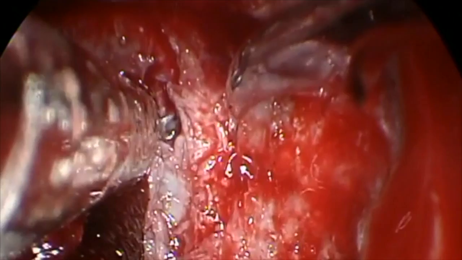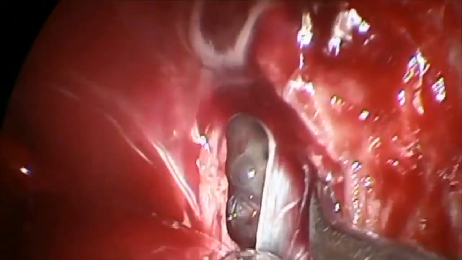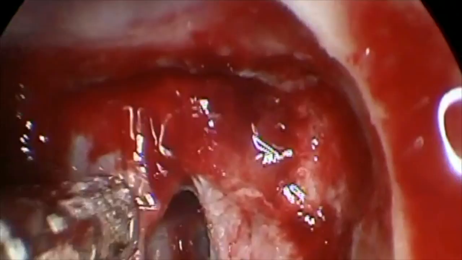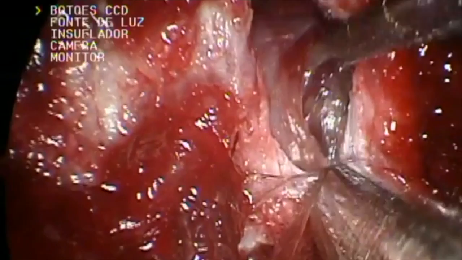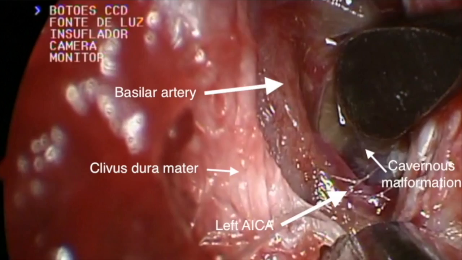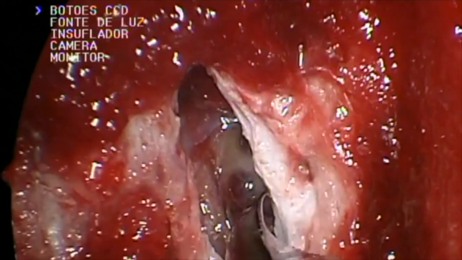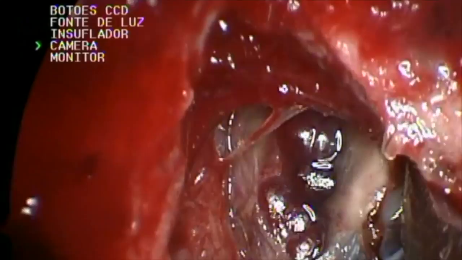A vertical incision was made, and we visualized the exophytic portion of the cavernous malformation in contact with the basilar artery. The cavernous malformation was carefully dissected from the basilar artery and its branches. The incision of the dura was enlarged laterally and the resection of the lesion was started in piecemeal.